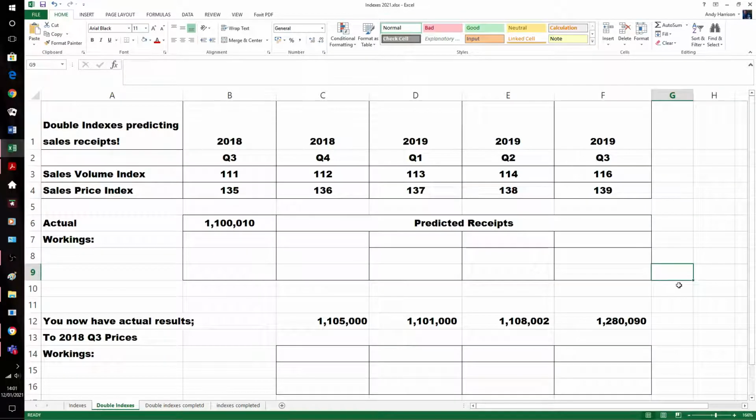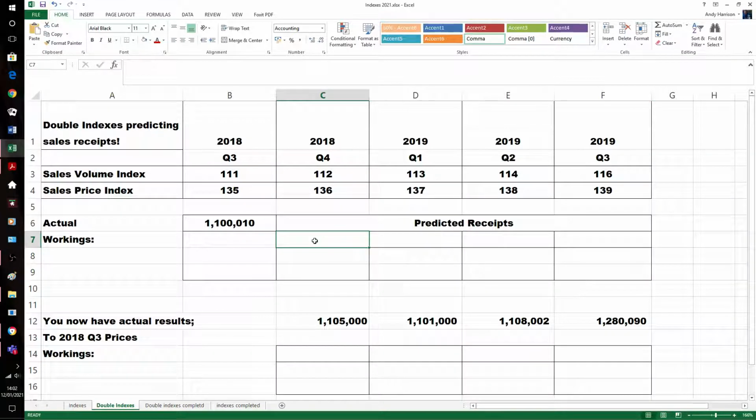So double indexes, we're going to use receipts for this one, so actually money that's coming in. And what we know is that we've got sales volume, so we're selling slightly more every year. And we're getting a slightly better price for our goods or services than last year. The inflation, it's creeping up. And we know that in 2018, quarter 3, that's what our receipts were.